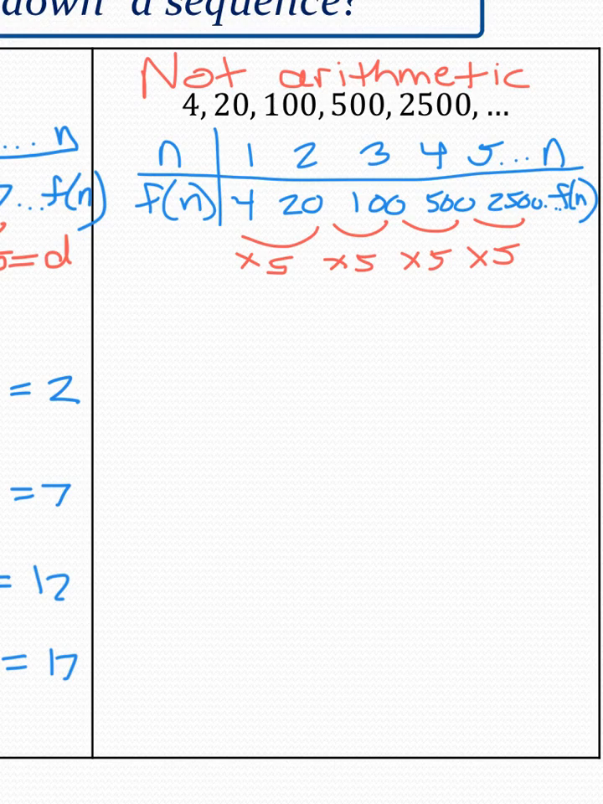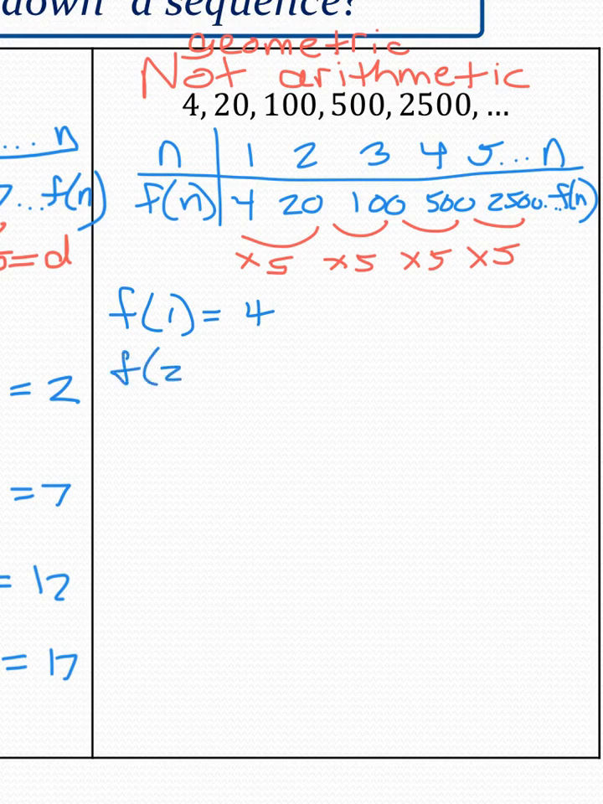When we have a common multiplier, these are multiplying now, we call this a geometric sequence. Geometric sequence is related to exponential functions. And we're going to study that in another chapter. But we might as well take a look at breaking this down now and see exactly what things look like here. So I'm going to write my f of 1 equals 4.